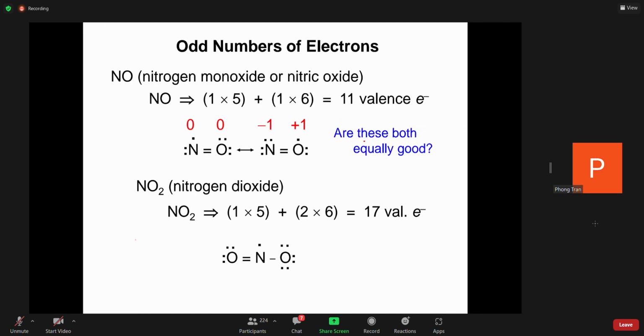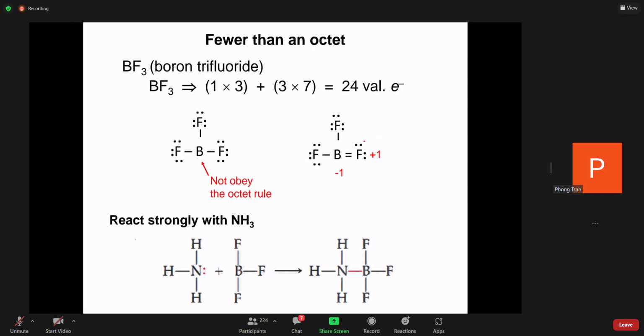So for the odd number case, NO2 and NO: in NO, nitrogen has 5 electrons, so NO will have 11 electrons, which is an odd number of electrons. So of course you cannot satisfy the octet rule. Fewer than 8 electrons: take the case of BF3. In total you have 24 electrons, and when you draw the Lewis structure, you will see that the boron will have only 6 electrons, smaller than 8. It's also said that boron does not obey the octet rule.